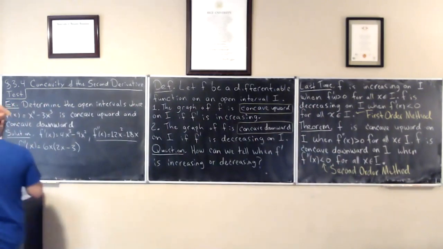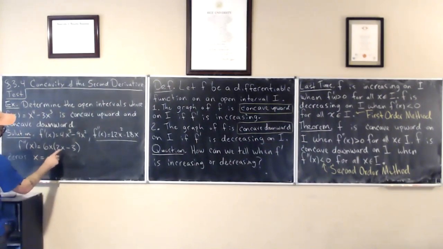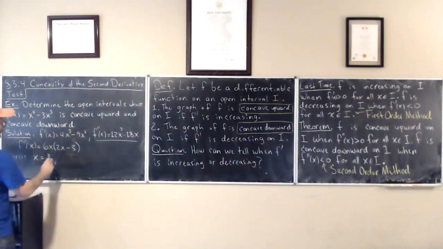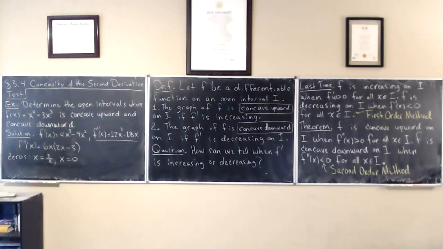So the zeros of this are x equals 3/2 and x equals 0. So those are the zeros of that function.